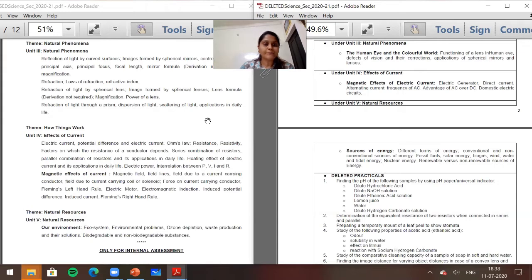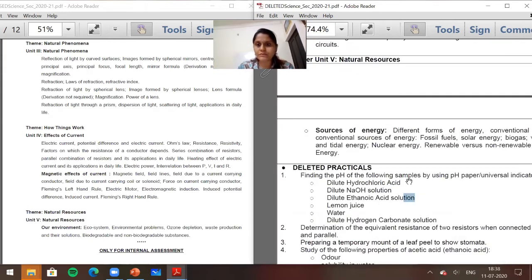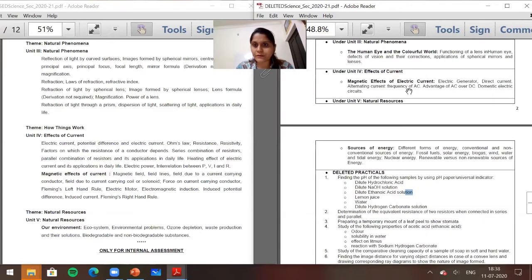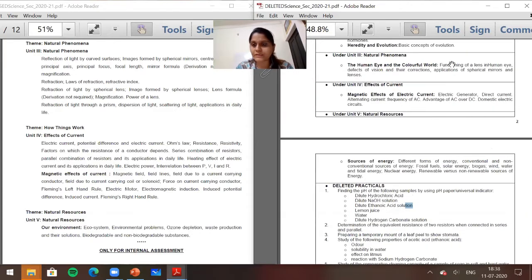Okay, electricity part, let's see now. Natural resources, okay. Functioning, see over here what is deleted. Functioning of human eye, defects of vision, application of spherical mirrors and lenses. Application part is also deleted. This was very bad, because unless and until you know the uses, where it is used, how is that possible? You cannot conceptually relate it to your real life. How are we going to use this? Only theoretical knowledge is not sufficient, I think. It's deleted, but we cannot do anything for that.